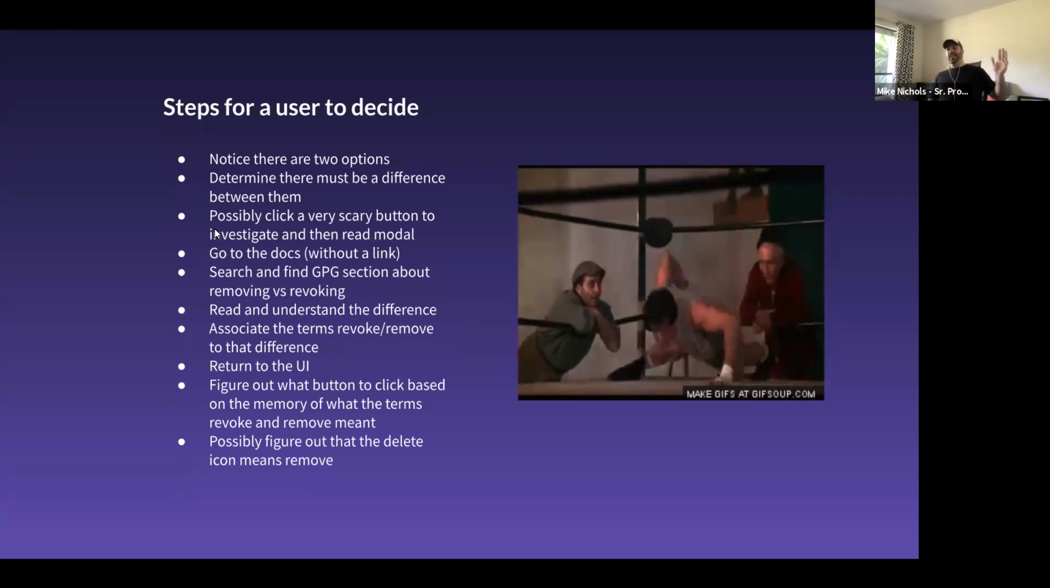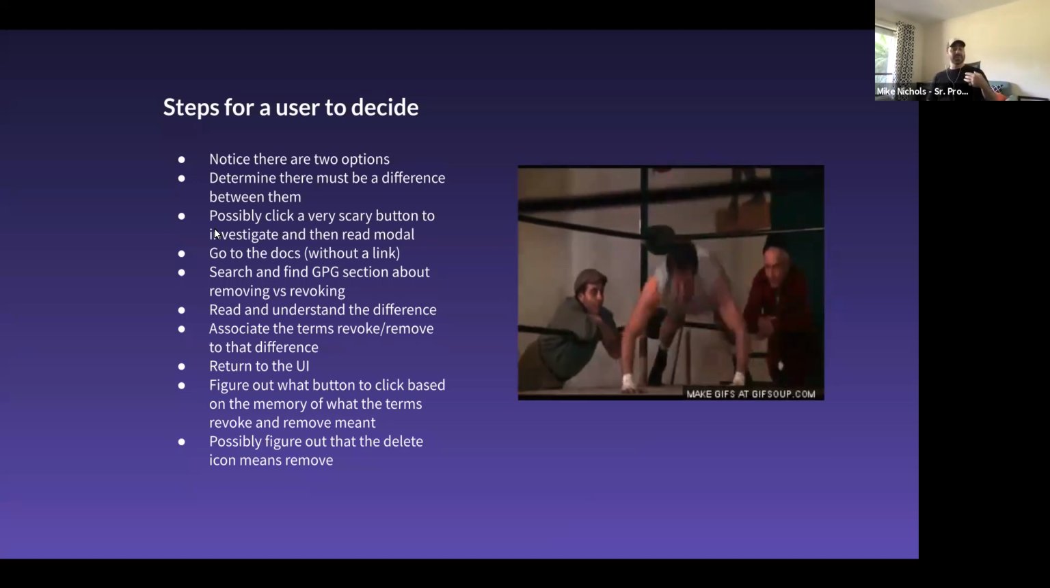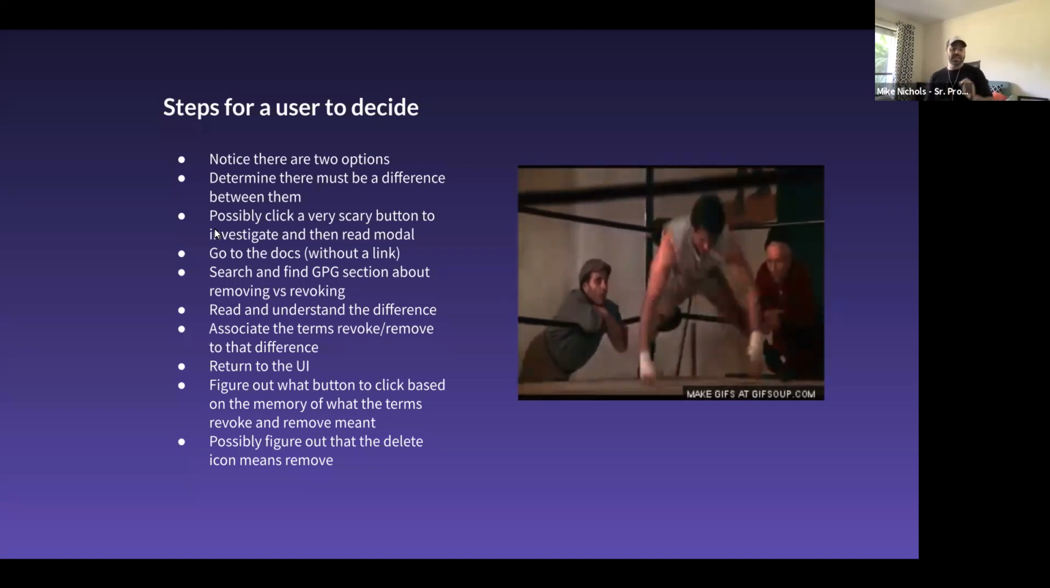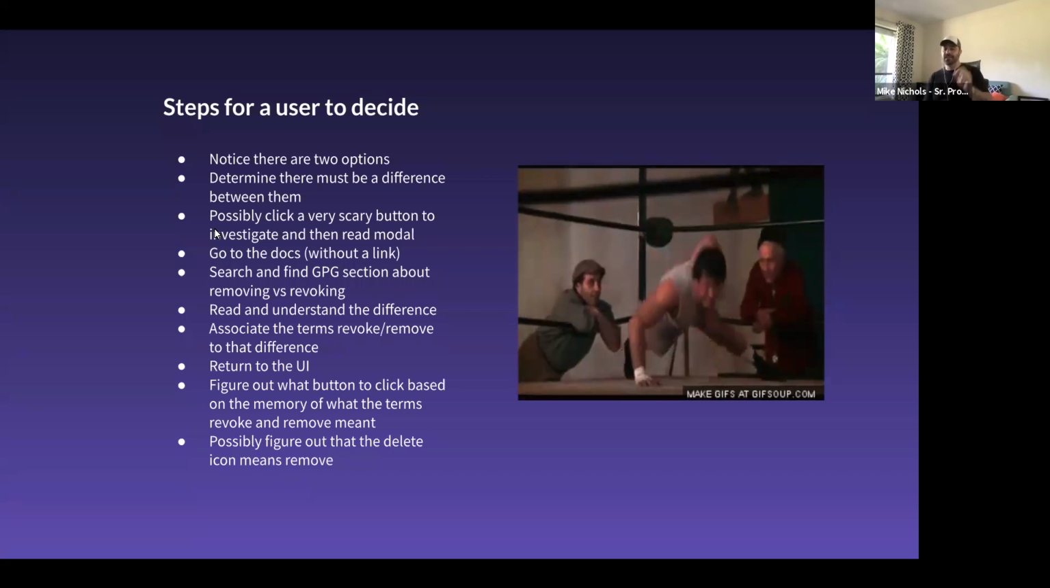Now, show of hands, does anybody remember which one's which? I worked on this for a couple of weeks. I still don't remember, right? And the last thing is even if you were looking for remove, you then have to figure out that the delete icon means remove. So that might be that last one there.